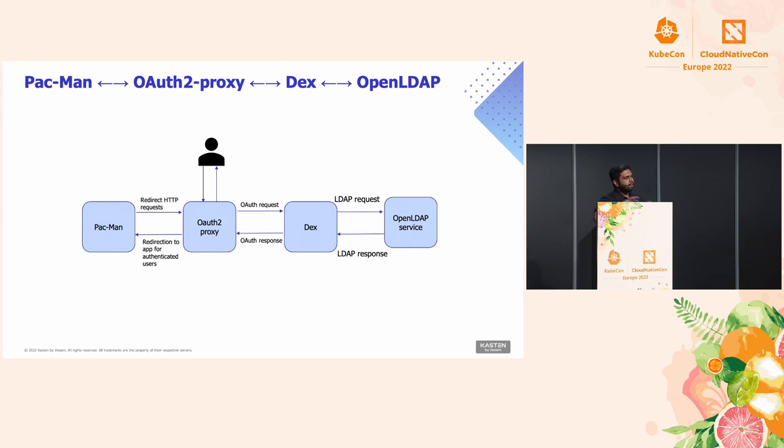So OAuth 2 proxy is the one that we offload the OAuth work to. All we have to do is redirect HTTP requests meant for Pac-Man to the OAuth 2 proxy, which will start the authentication flow. As the authentication flow goes to Dex and the LDAP server, if the user entered the right credentials and were authenticated successfully, then the flow will go back all the way to Dex, to OAuth 2 proxy, and then we redirect the user back to the application. So there you have it. You have met our goal of not rewriting the application by deploying two open source projects that we'll be double clicking on in today's tutorial.